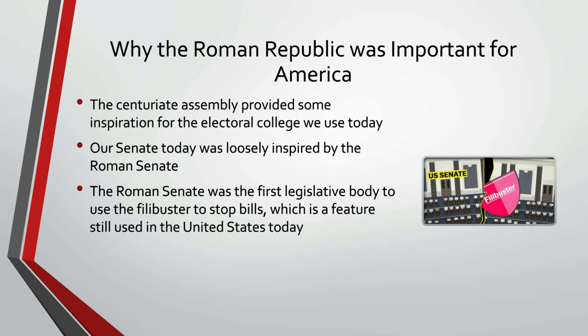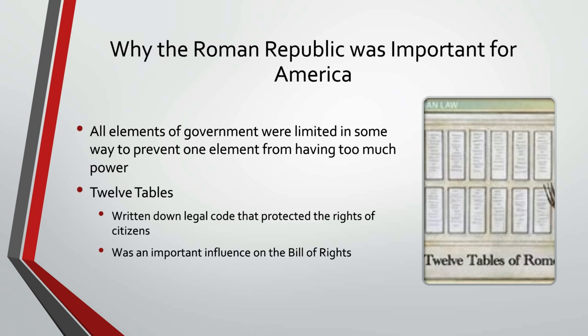And the Roman Senate was the first legislative body to use the filibuster to stop bills, which is a feature that we're still using in the United States today. And all elements of government were limited in some way to prevent one element from having too much power, going back to that checks and balances.